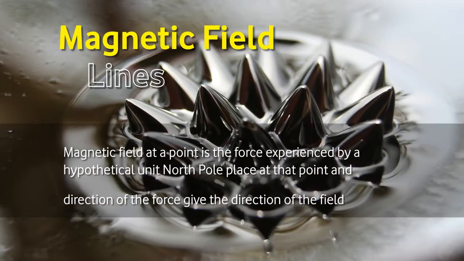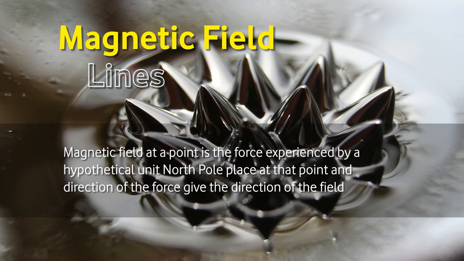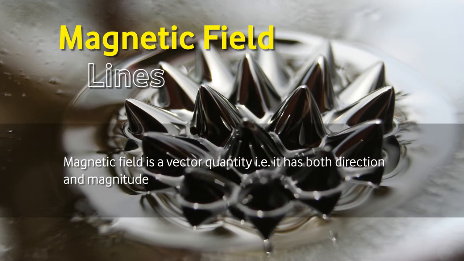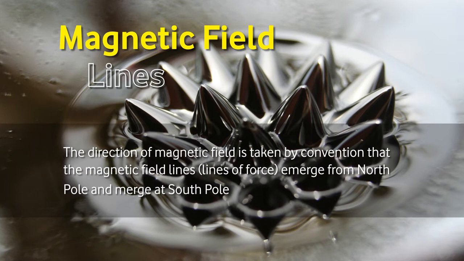He explained that the magnetic field at a point is the force experienced by a hypothetical unit North Pole placed at that point, and the direction of the force gives the direction of the field. Magnetic field is a vector quantity, which means it has a magnitude as well as a direction. By convention, the magnetic field lines emerge from the North Pole and merge into the South Pole.